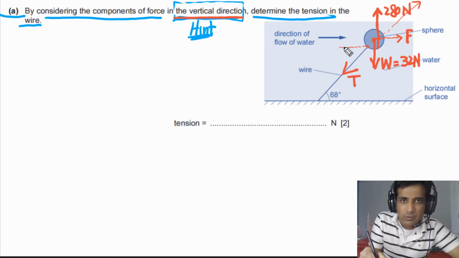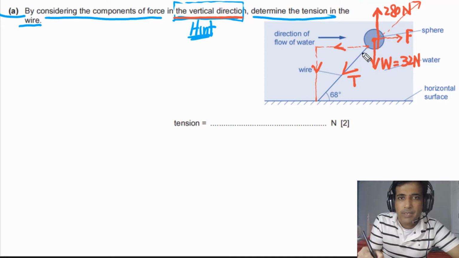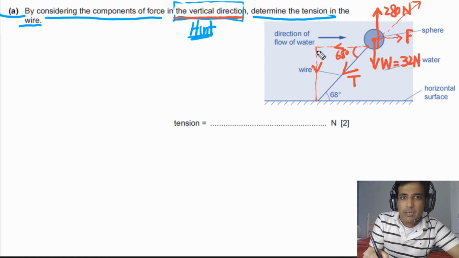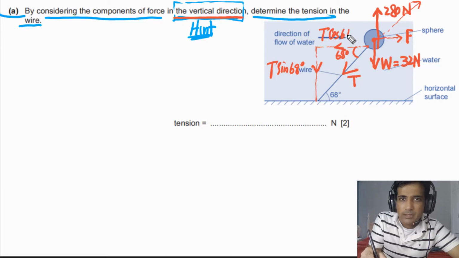So if I draw a triangle here, if you look at this triangle, these are the horizontal and vertical components of tension. You can see one component of tension is acting to the left, and this one has to be equal to F. And one component is acting down. If this angle is 68, this one will be 90 minus 68, and this angle will be equal to 68 degrees. Now this component of tension will be T sine of 68 degrees, and this one will be T cosine of 68 degrees.